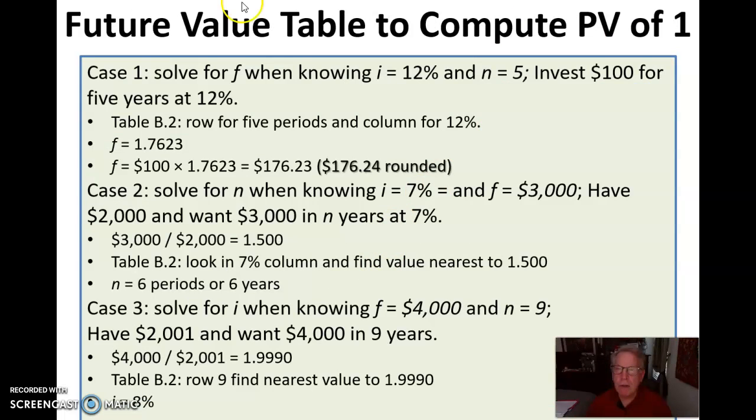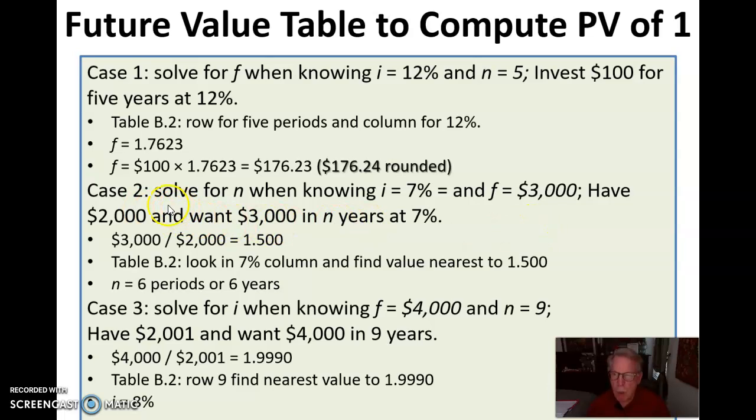All right, so here are some cases. Here you're solving for the future value, when you know interest is 12% and the number of periods is 5. You invest $100 at 12%. You look that item up in table B.2, under 5 periods, 12%, and you're going to find 1.7623. Multiply that times 100, and that's going to be $176.23.